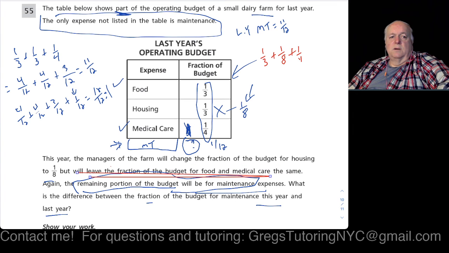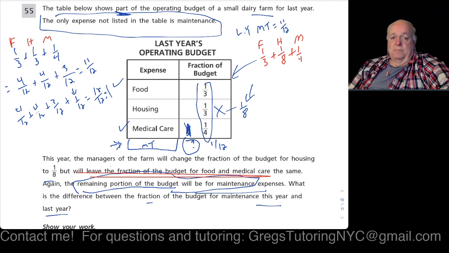Okay, so we're going to add those up, right? Just to be clear, this is the food, the housing they told us was changed, and this is the medical care. So we need to get a common denominator again. In this case, it's going to be 24. So 8 times 3 is 24 in the denominator, so 3 times 1 at the top is 3. And 6 times 4 at the denominator gives us 24, so 1 times 6 is 6. Okay, if we add those up, we get 17/24ths.